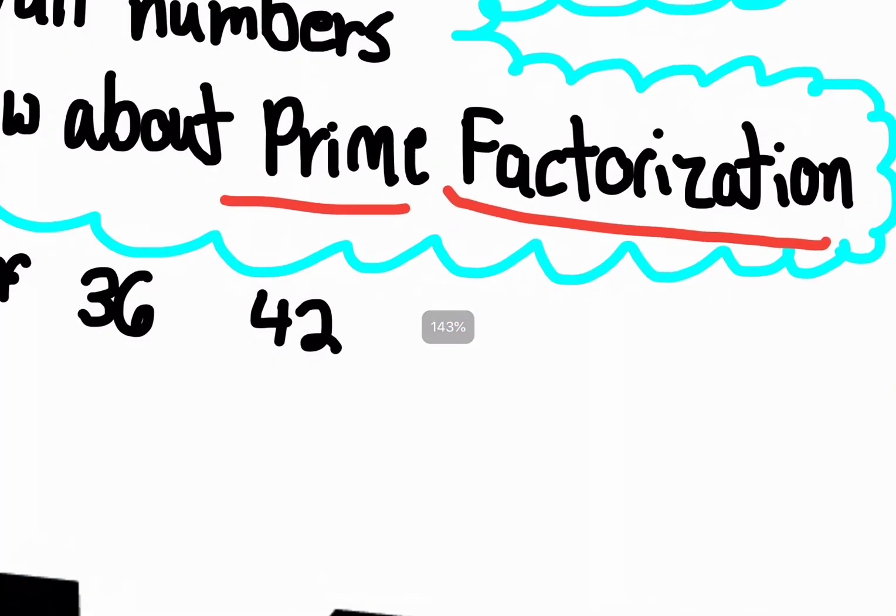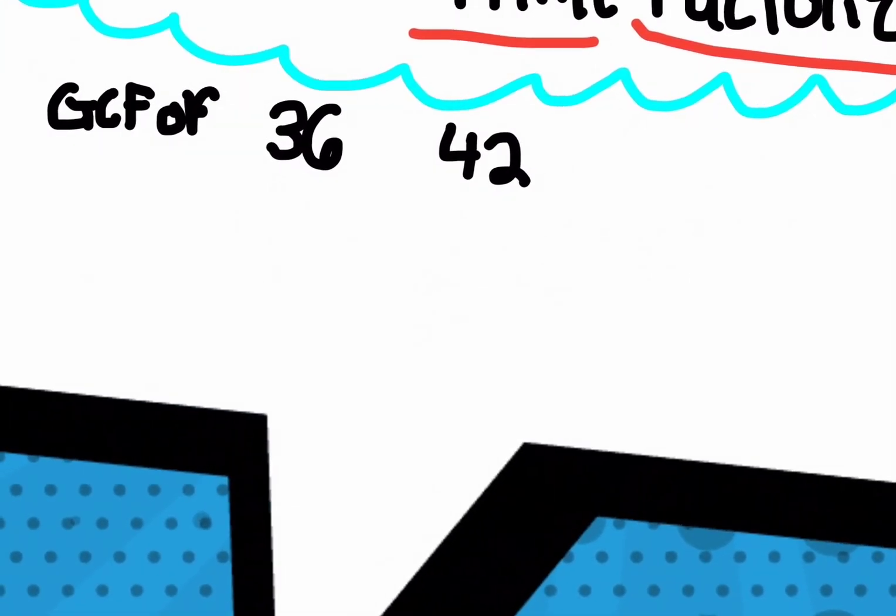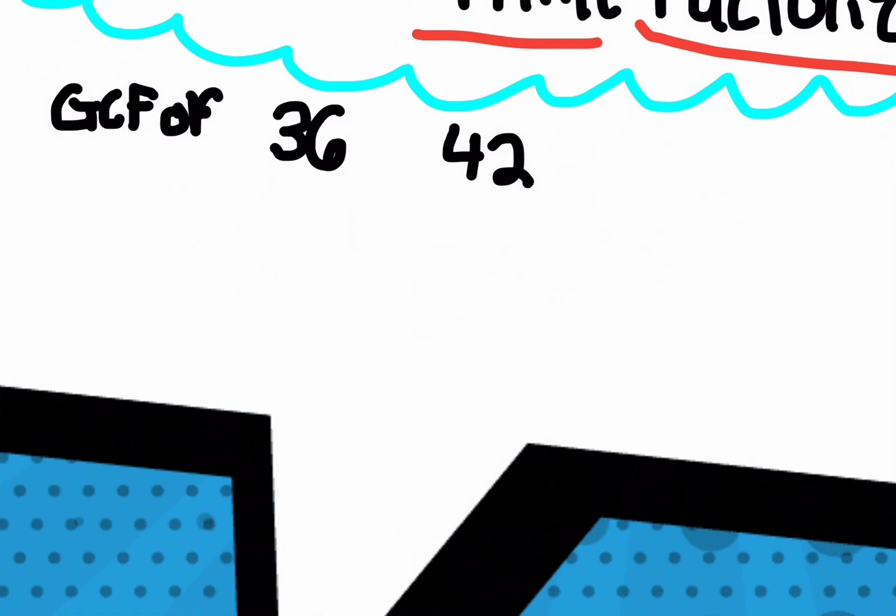Some of this might run off my page, so I might have to use a different color. You're going to have to find the GCF of these two numbers, 36 and 42. To find that, you first start with the prime factorization. So what numbers can you multiply? People are going to come up with different numbers, but what can you multiply to get 36? I can multiply 12 and 3.